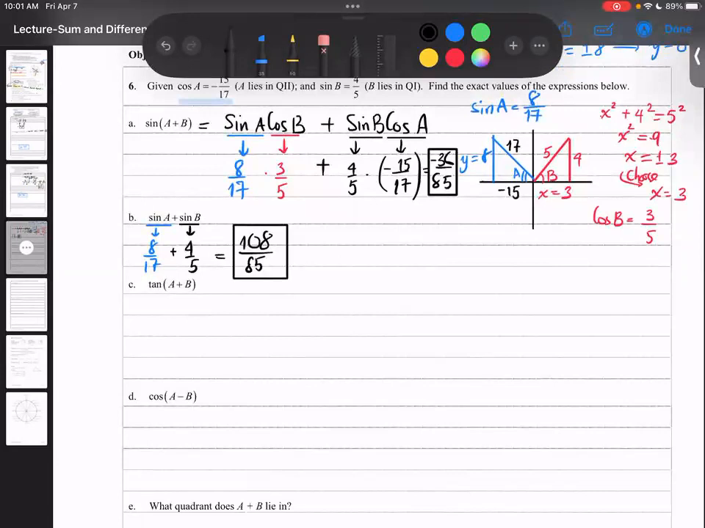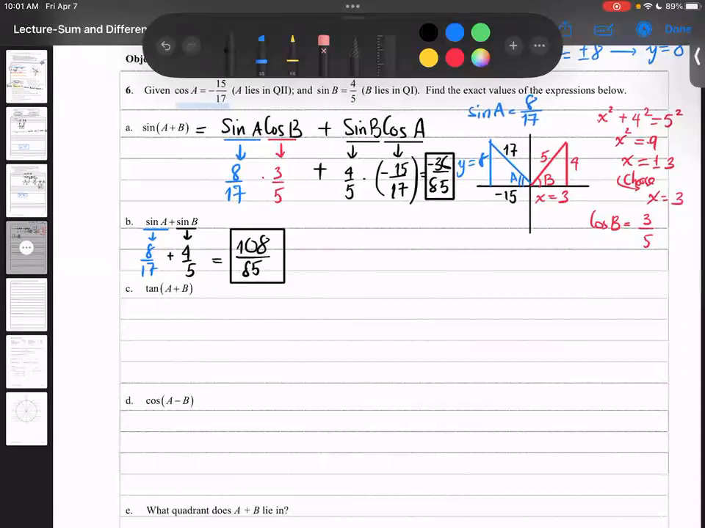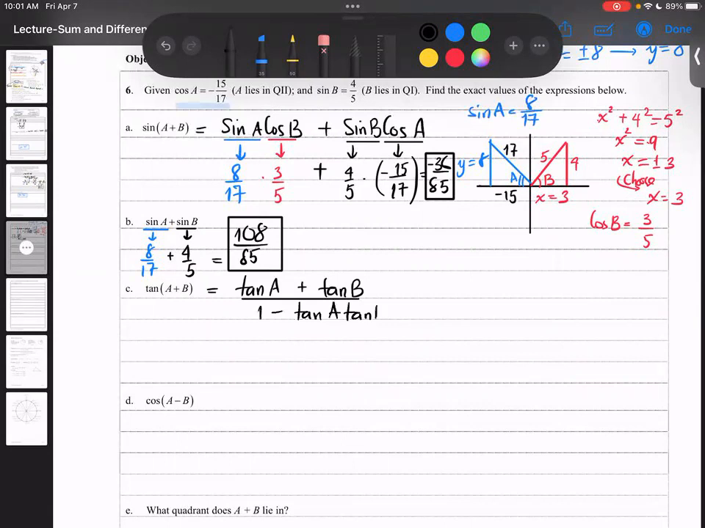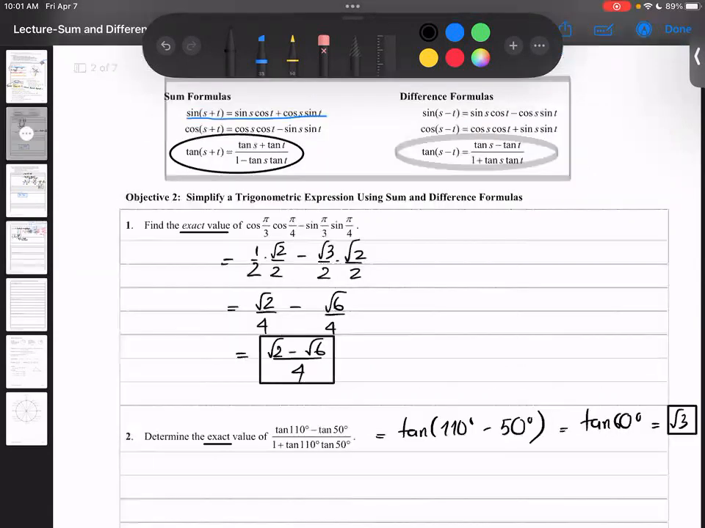Part C, you have to use the formula, okay? Please do not distribute the tangent. I know it's tangent, but please don't do that. There's a formula for it. Tangent of A plus B equals tangent of A plus tangent of B over 1 minus tangent of A times tangent of B. Let me double check. I don't remember. Yes, I got it right.